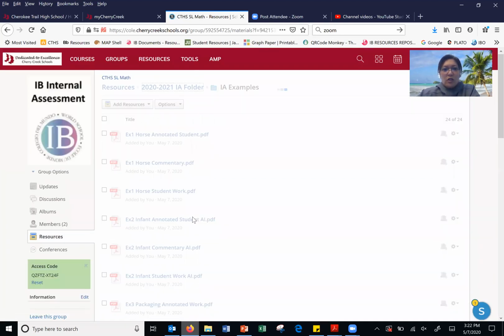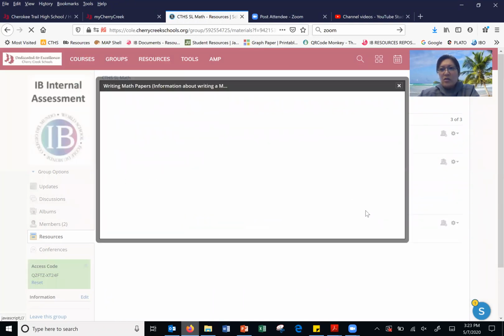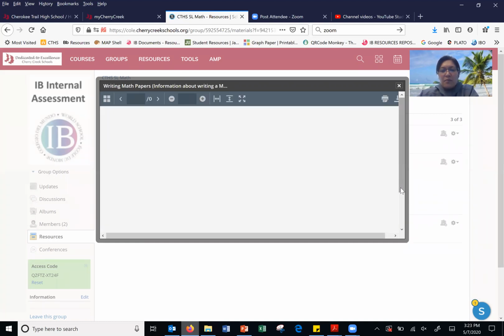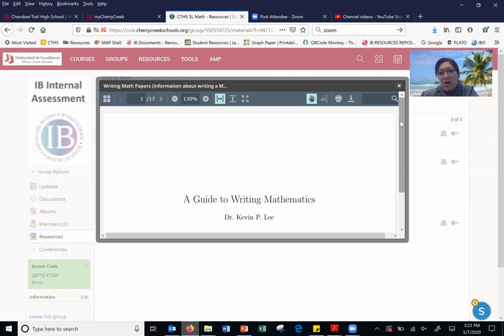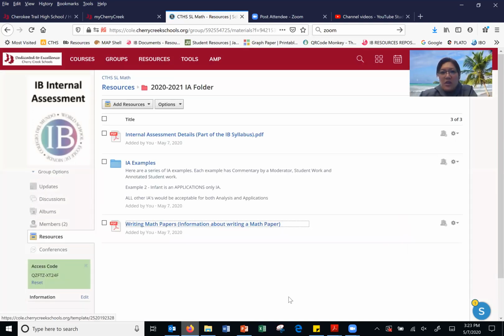Also in that folder is a paper by a professor from Rice University. I find this paper absolutely fascinating. I'm a bit of a dork, but you guys already know that. So with this writing math papers, it's an informational paper about writing good mathematics and writing good mathematical papers, like with formatting, et cetera, and things like that. So this would be another thing for you guys to read.